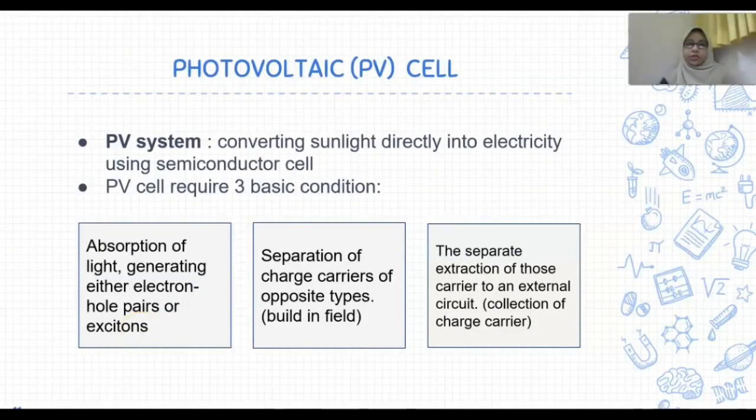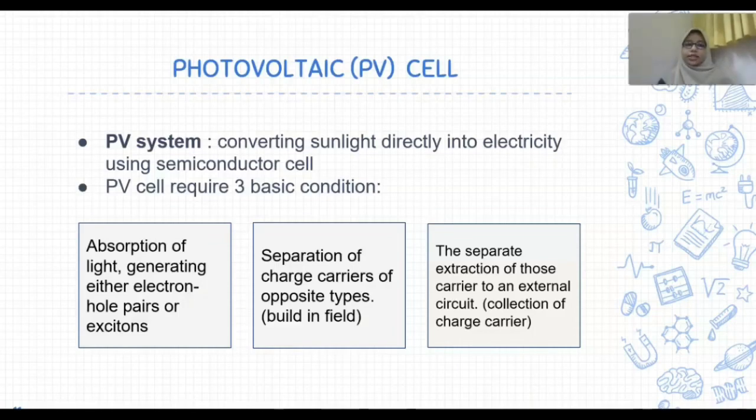So today I'm going to explain about photovoltaic cell. So what is photovoltaic cell? It is a system that converts sunlight directly into electricity using semiconductor cell. It means that it will generate electricity when exposed to photon or particles of light. This conversion of electricity is also called photovoltaic effect.